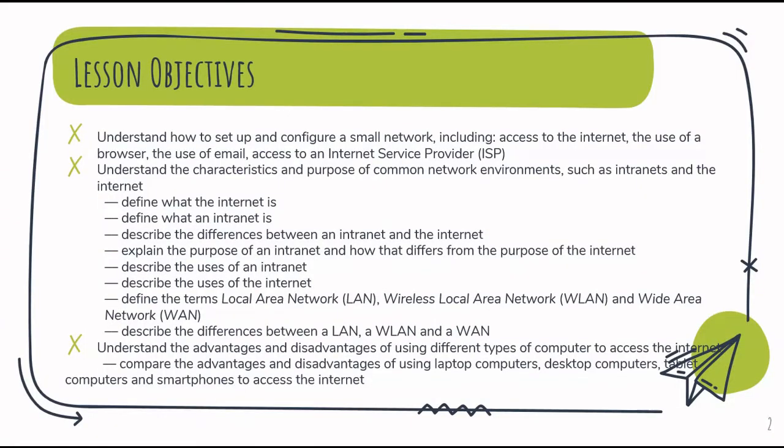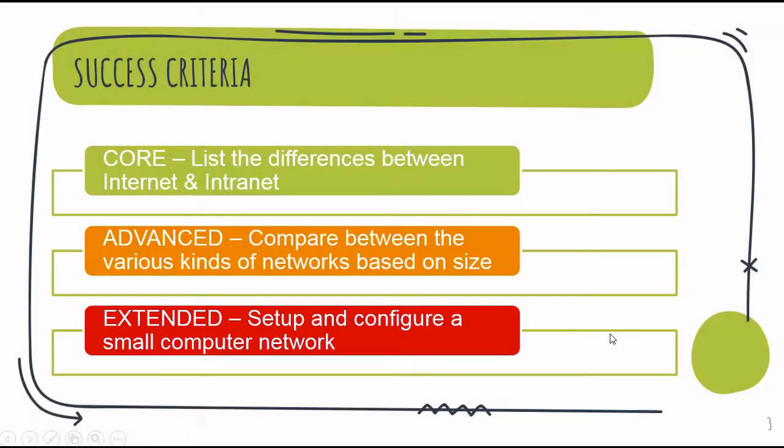Today we need to try to understand how to set up and configure a small network, how we will define what is internet and intranet, what are the different types of networks we have based on the size, and how we can use different computers to access the internet. So check out the success criteria here and aim to see what you can achieve today.